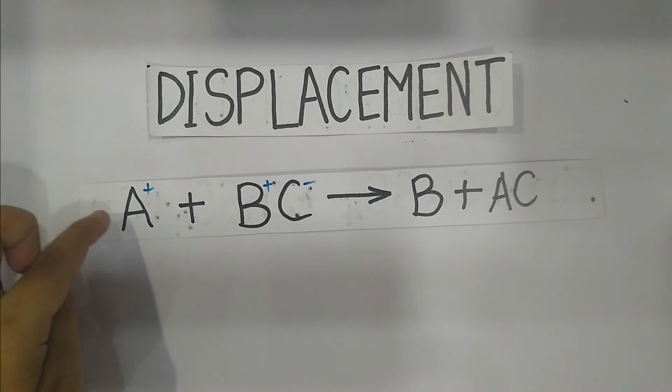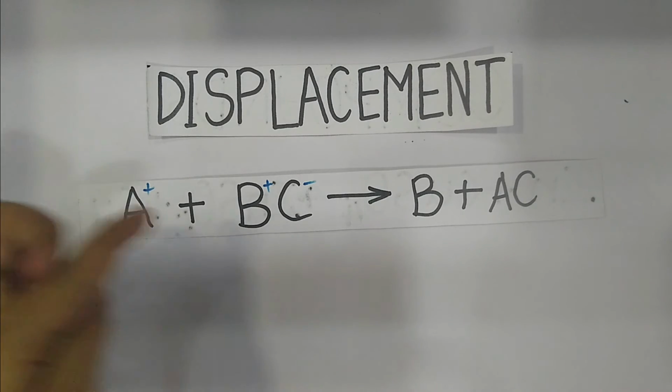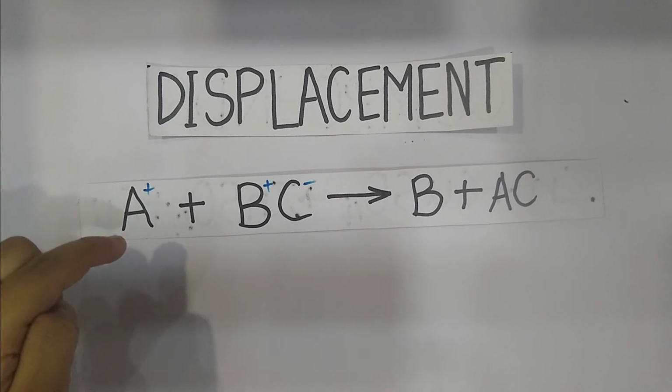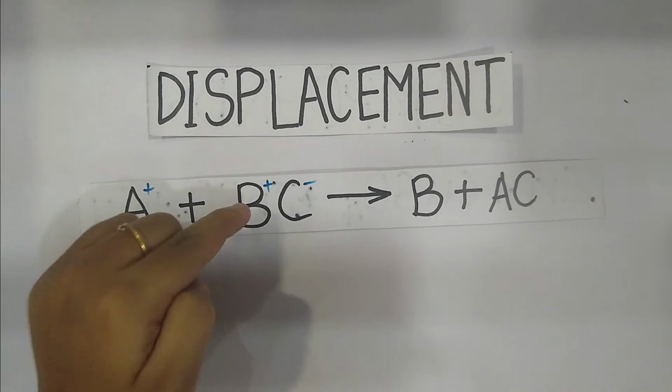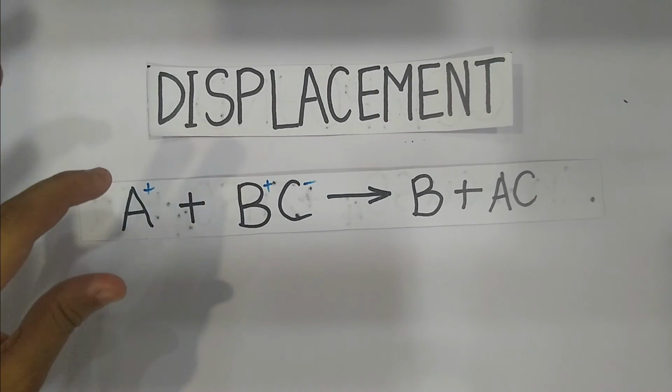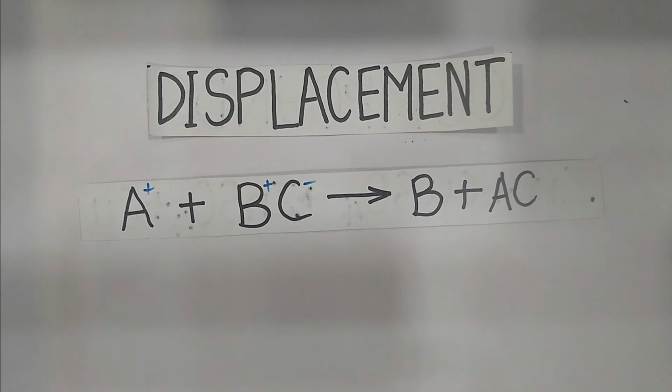Now that is because A was much more reactive than B. Now this is going to happen only if A was an element which was much more reactive than B. If A was an element which was less reactive than B, then the product would not be B plus AC. The product would remain A plus BC. Nothing would happen if A was a less reactive element or compound than B. Alright? Let us get to some more examples so that we understand this displacement reaction clearly.